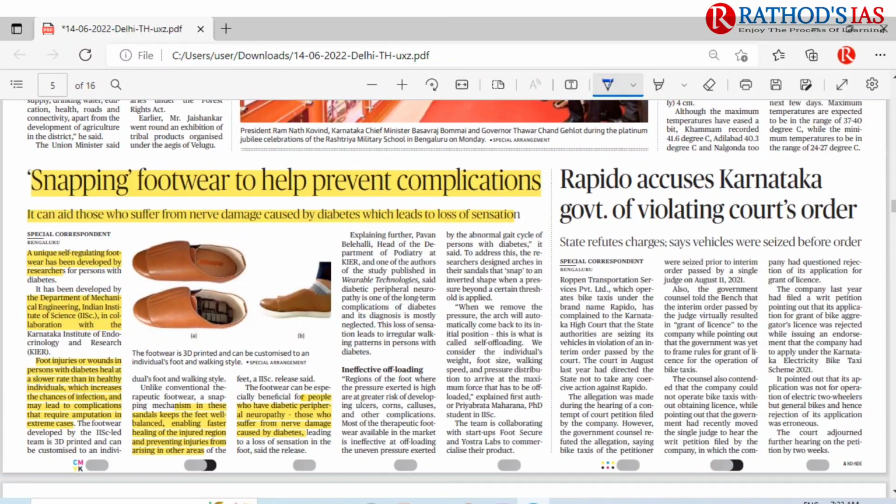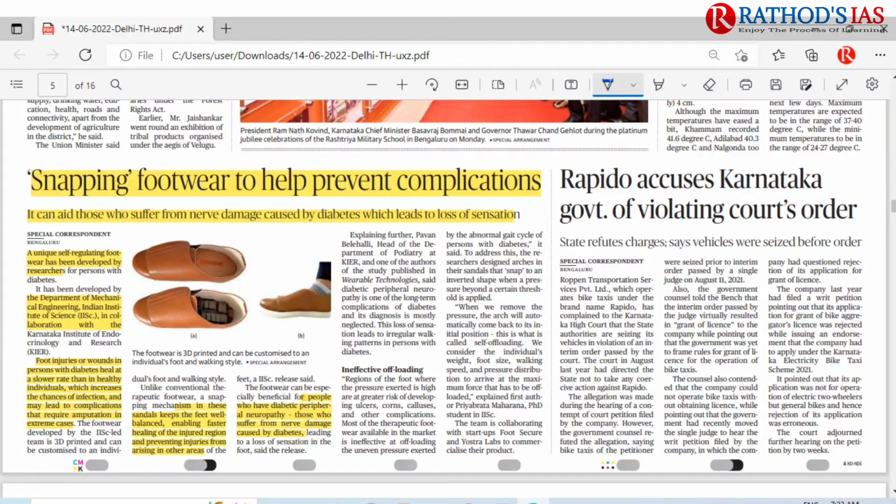One topic here is "Smart footwear to prevent complications", especially for people who are suffering from diabetes. If they have any injury, it will take a lot of time to recover from that injury. These are footwear mainly developed by researchers, especially for persons with disabilities, and developed by the Department of Mechanical Engineering, Indian Institute of Science.